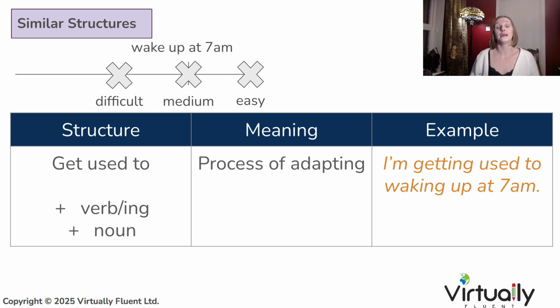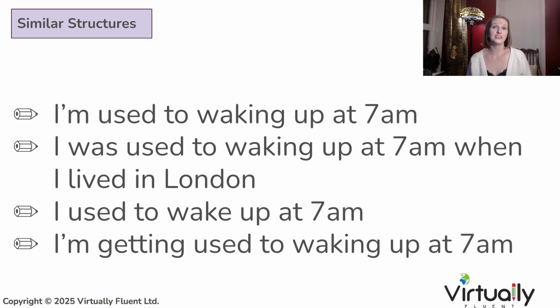For example, I'm getting used to waking up at 7 a.m. I used to find it really, really difficult in the past. Now it's a little bit easier and hopefully in the future everything will be fine. So this particular structure is talking about adapting, and you can see we have a little bit of past, present and future in this sentence. So if I put all of these example sentences together on one slide, you can see that they look very, very similar, but the meanings are very different.